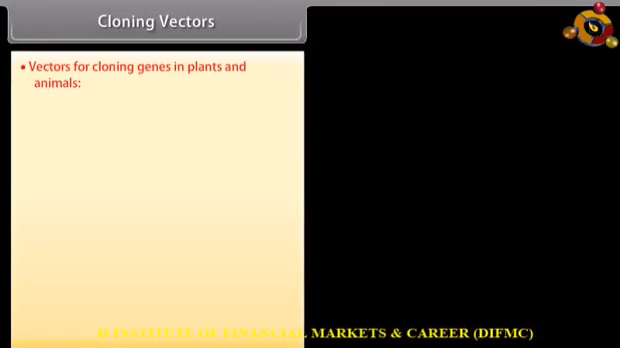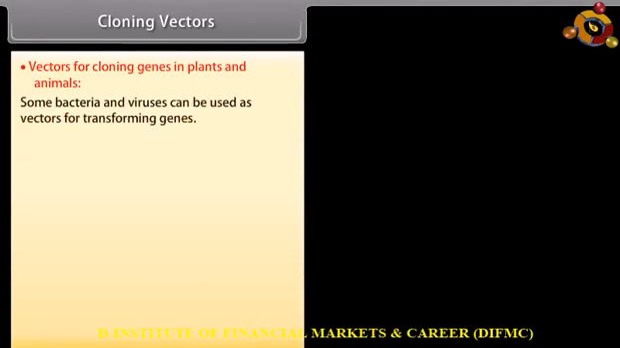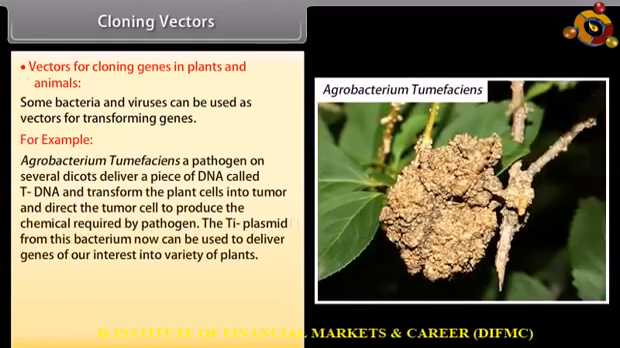Vectors for cloning genes in plants and animals. Some bacteria and viruses can be used as vectors for transforming genes. For example, Agrobacterium tumefaciens, a pathogen on several dicots, delivers a piece of DNA called T-DNA and transforms the plant cells into tumor cells and directs the tumor cells to produce the chemical required by the pathogen. The plasmid from this bacterium can now be used to deliver genes of our interest into a variety of plants.